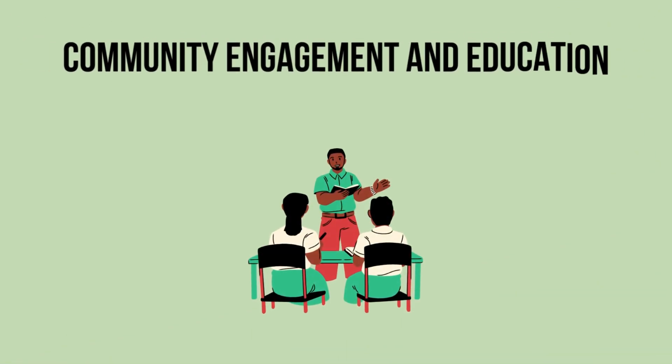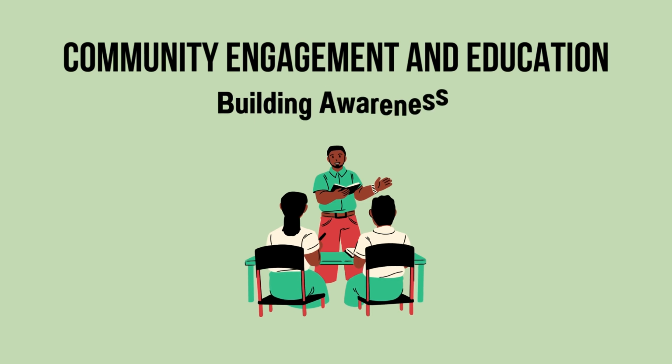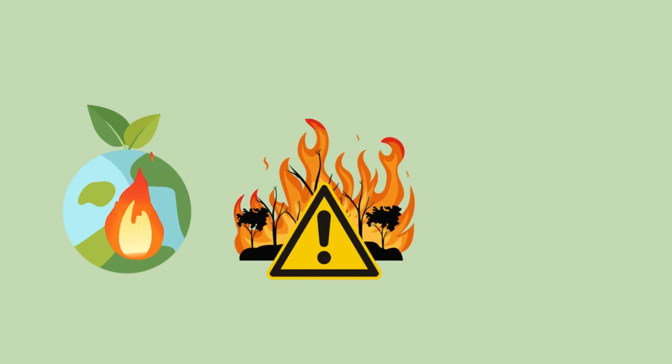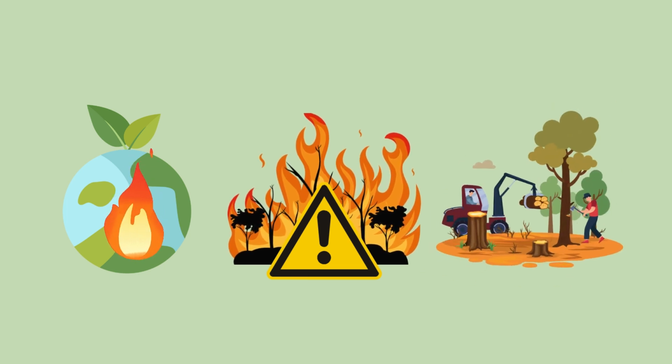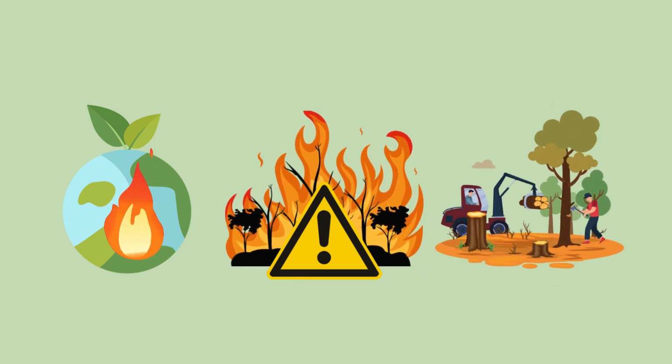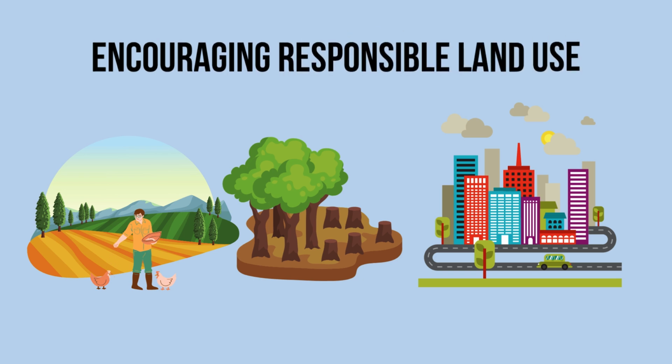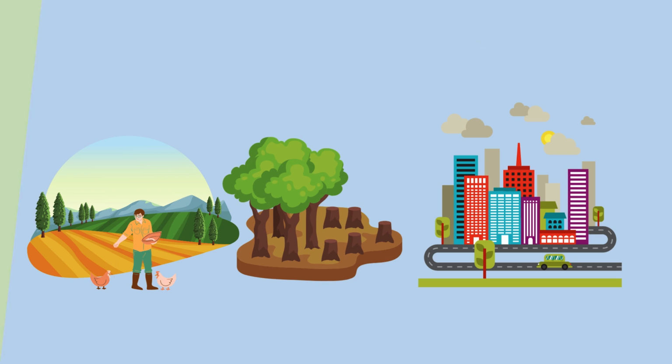Community engagement and education. Building awareness is essential. Educating communities about the ecological role of fire, the risks of uncontrolled wildfires, and how human behavior influences fire regimes strengthens both prevention and response. It's also important to encourage responsible land use. This involves working with landowners, local communities, and industries to promote fire-safe practices in farming, forestry, and development.